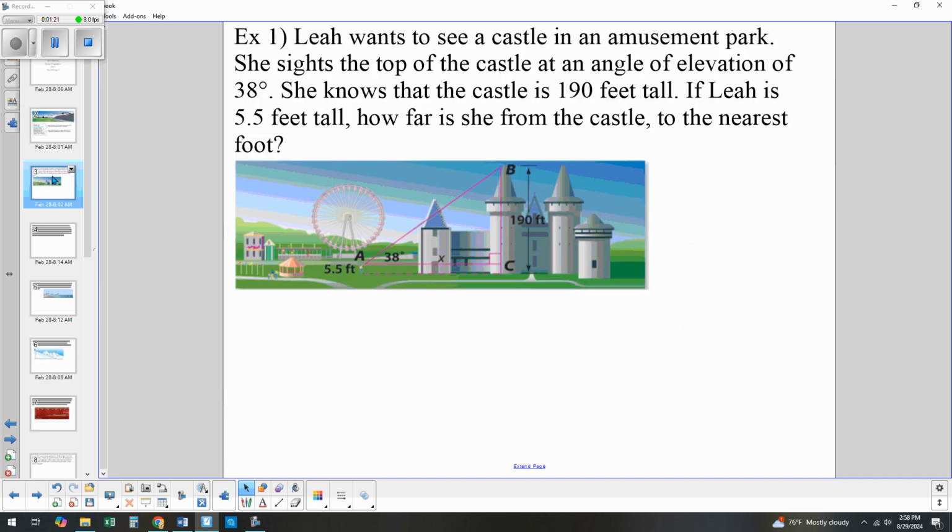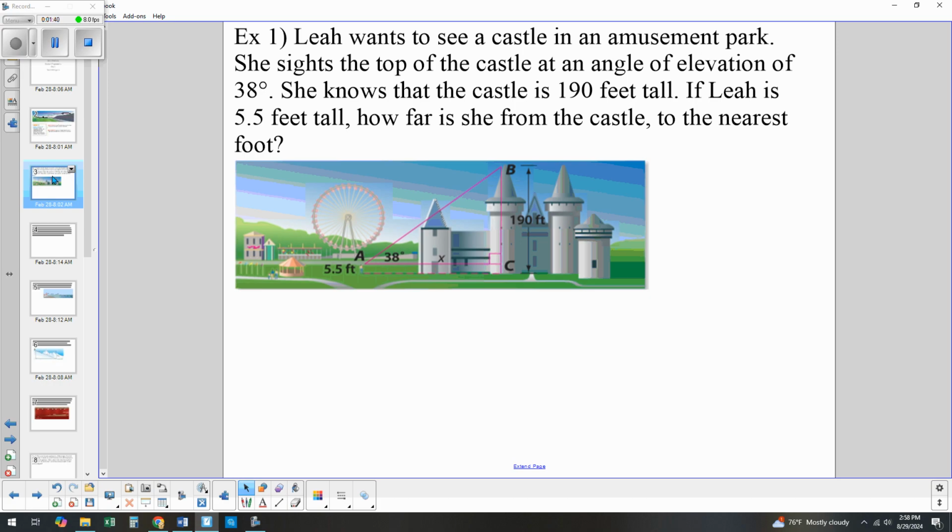So for our first example, we have Leah wants to see a castle in an amusement park. She sights the top of the castle at an angle of elevation of 38 degrees. She knows that the castle is 190 feet tall. If Leah is 5.5 feet tall, how far is she from the castle to the nearest foot?